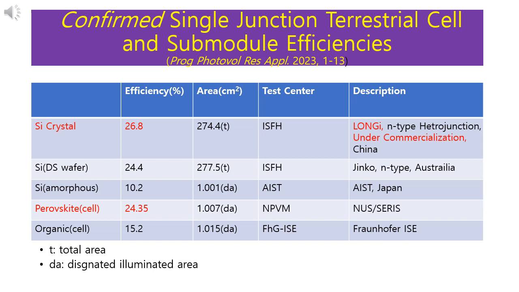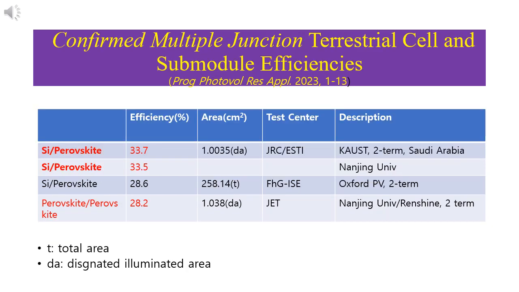On the other hand, AIST of Japan and the Fraunhofer Institute of Germany are at the forefront of the PSC and OSC respectively. Now let us focus on the typical cells of multiple junction. The PCEs of the SSC/PSC by Saudi Arabia and China reached 33%, which are record highs. On the other hand, that of the PSC/PSC is slightly lower than 30%.